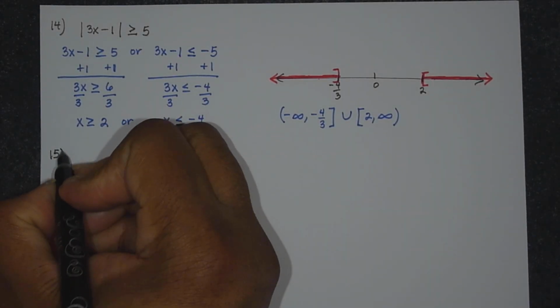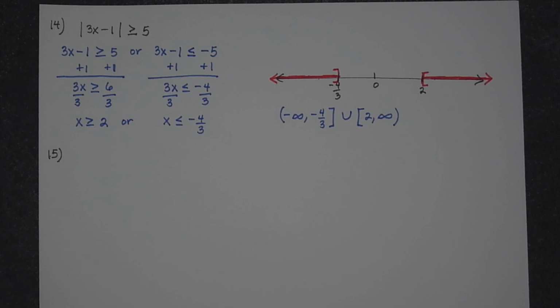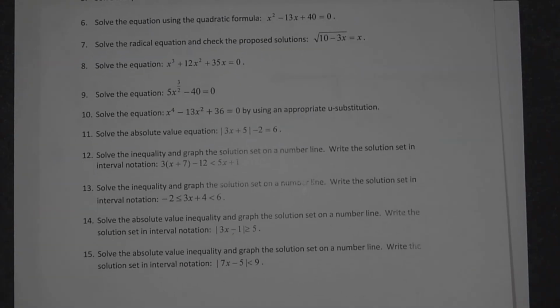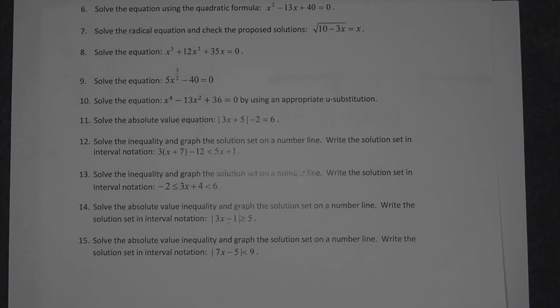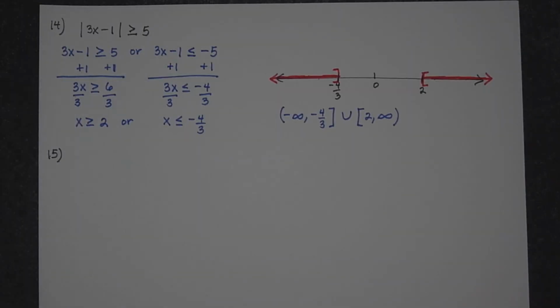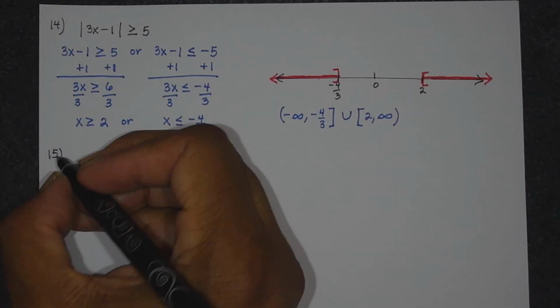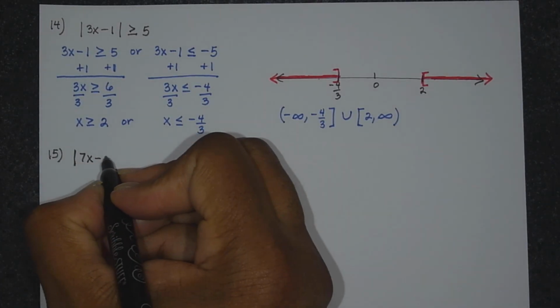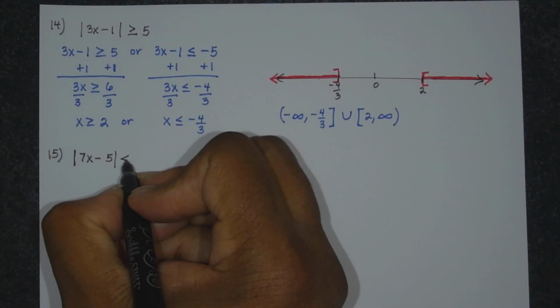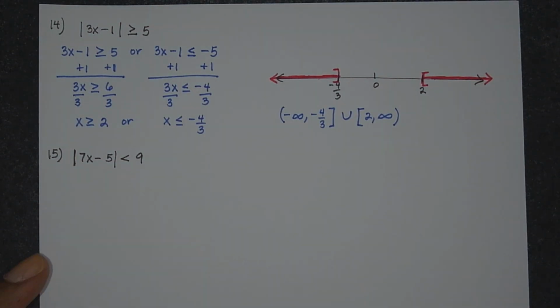And finally, problem 15 is where we have to solve the absolute value inequality and graph the solution set on a number line, and write the solution set in interval notation. In this case, it's the absolute value of 7x minus 5 is less than 9.